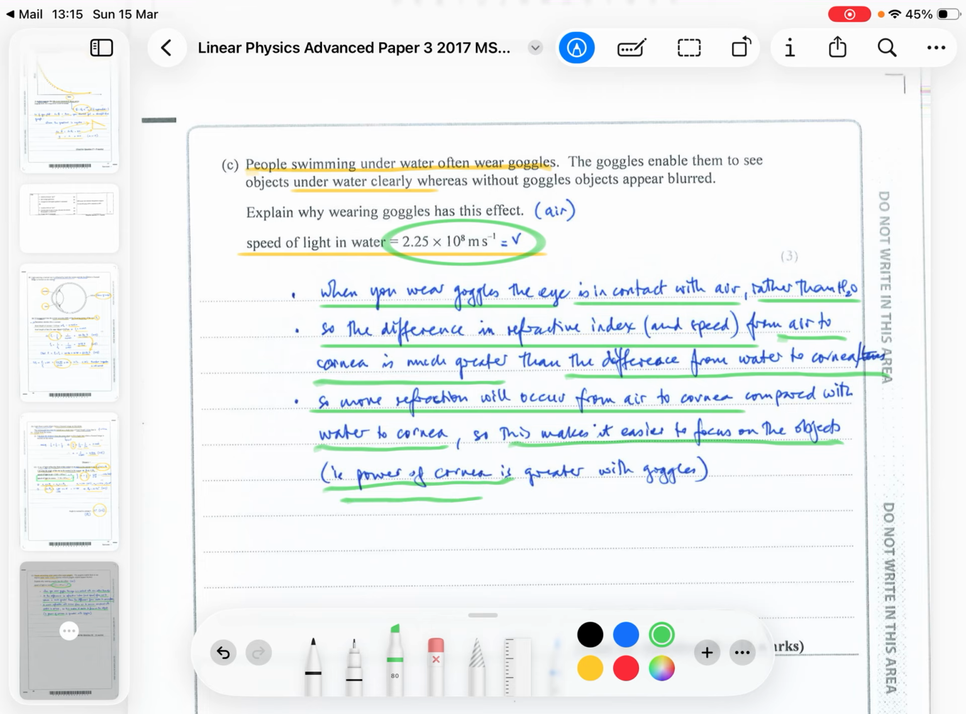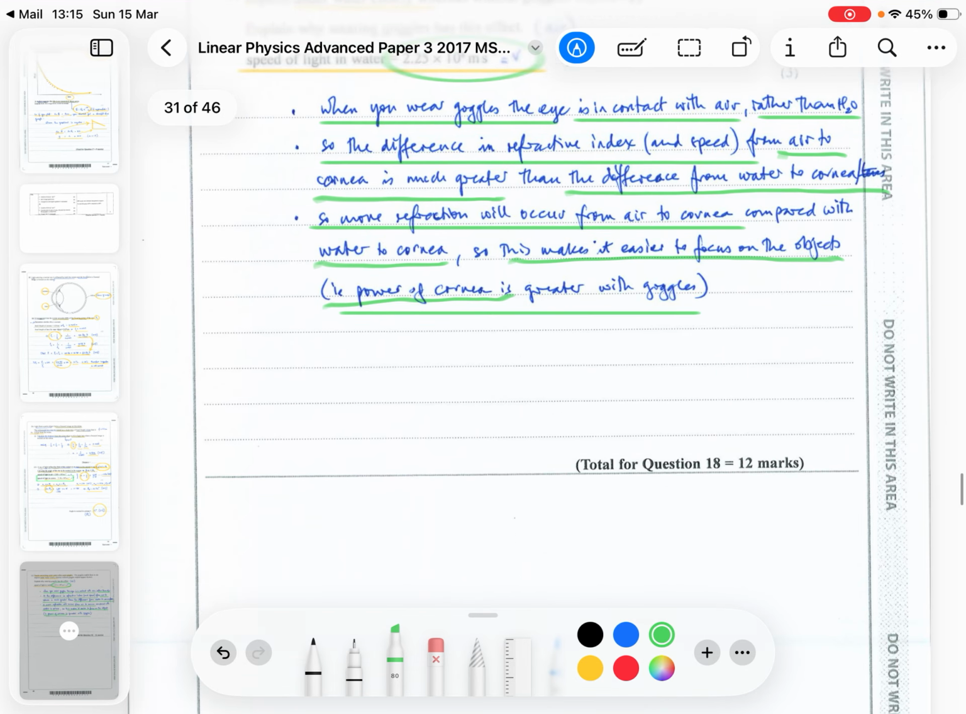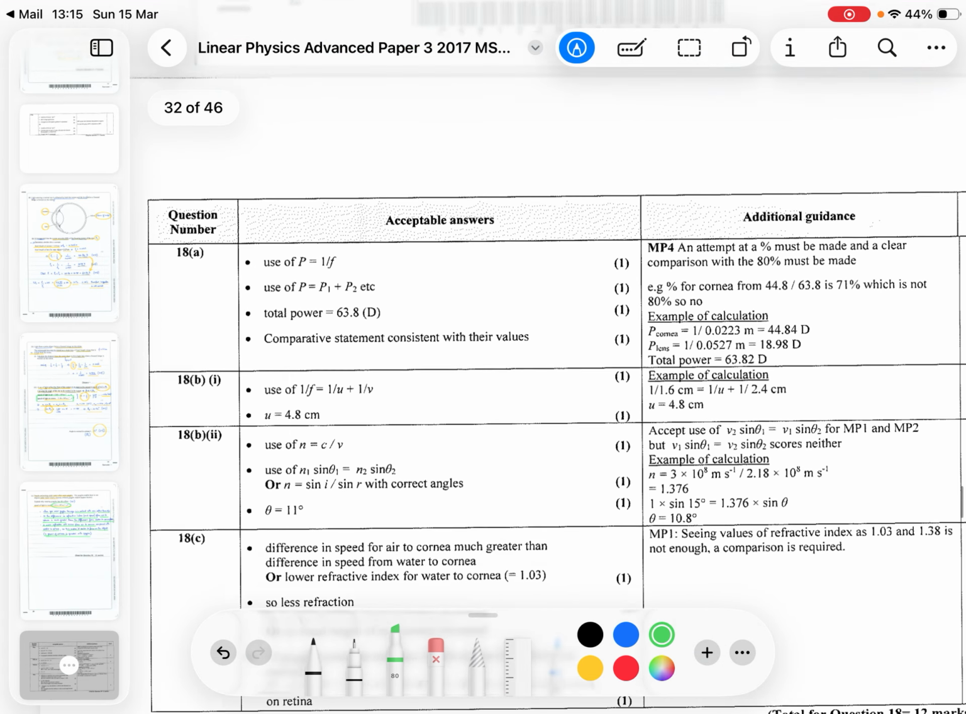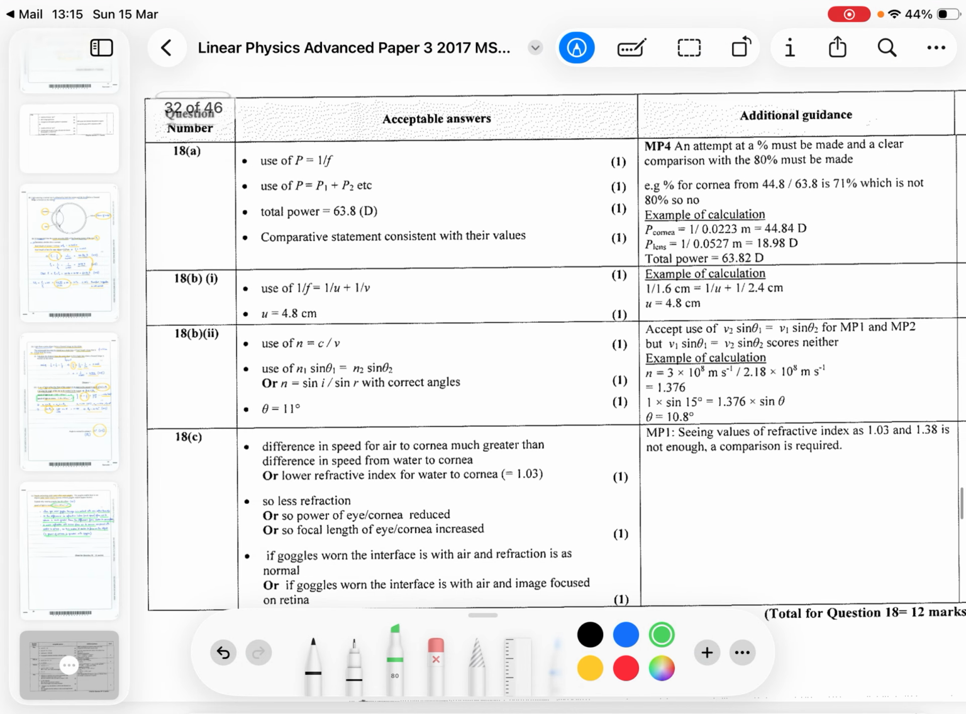Yeah, so the power of cornea with goggles is the power to bend light. The refraction increases, so the power increases. Okay, so that's how you've got to explain it. A good question for you to practice before your real exam. Okay, so there's the mark scheme.